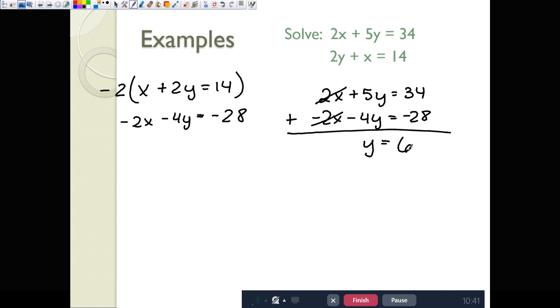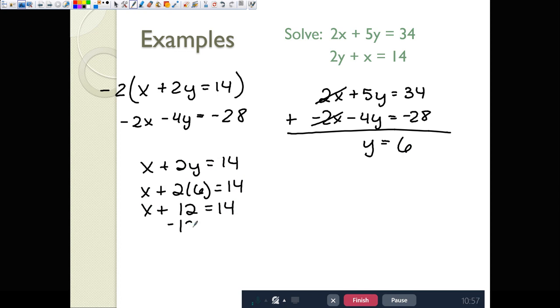Or this one that we wrote out here. So x plus 2y equals 14. So instead of a y, I'm going to put in a 6. So if x plus 12 equals 14, subtract 12, x will equal 2. So our ordered pair will be 2, 6.